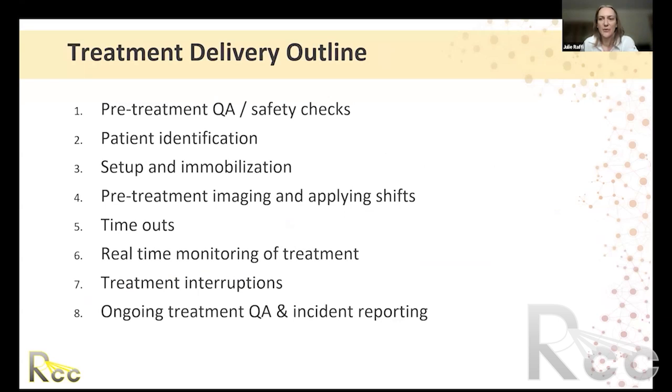So I have several points I'll touch on during this presentation. It's broken down into 8 different sections. We'll go over pre-treatment QA, things that are done leading up to treatment to make safe treatment, patient identification, setup and immobilization, imaging and applying shifts, timeouts, real-time monitoring during treatment, how to handle treatment interruptions, and then ongoing QA and incident reporting.